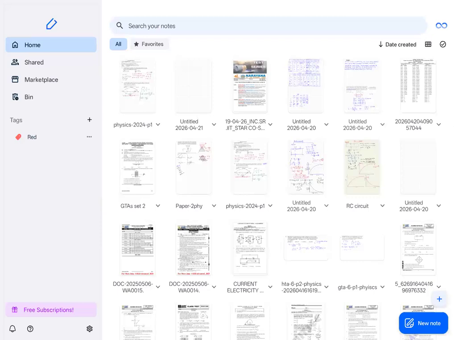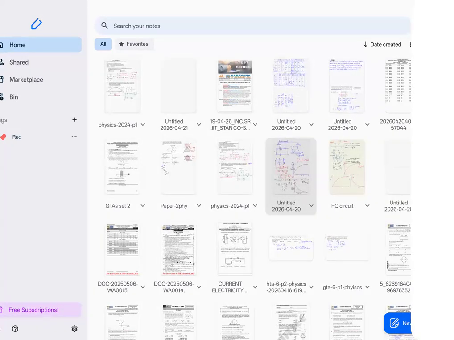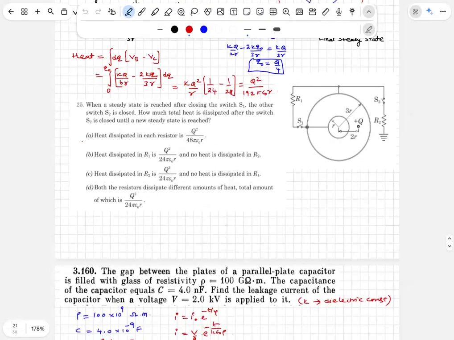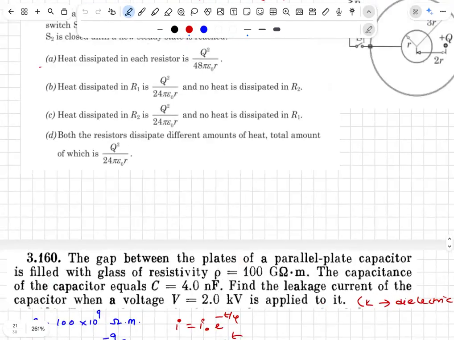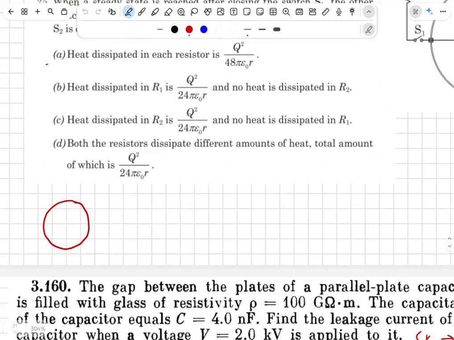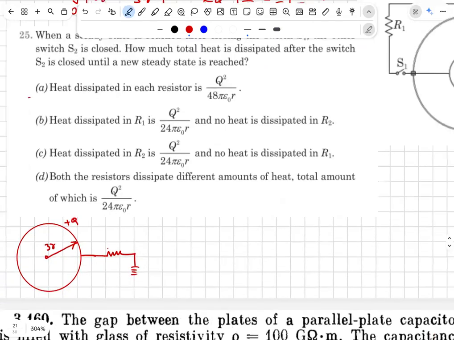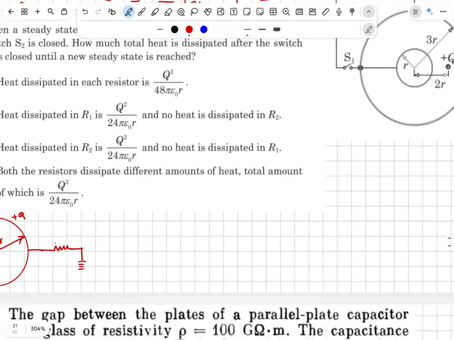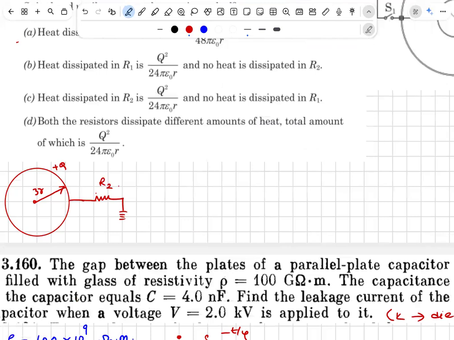I care nothing for the derivation part of the first part. Whatever I have derived in the first part, I have nothing to use in the second part. Why? Because when I reach the second part, what I know is this is a shell of radius 3r with some charge q, and it is ready to take a connection to the earth through a resistance R. That is what I know for the second part.